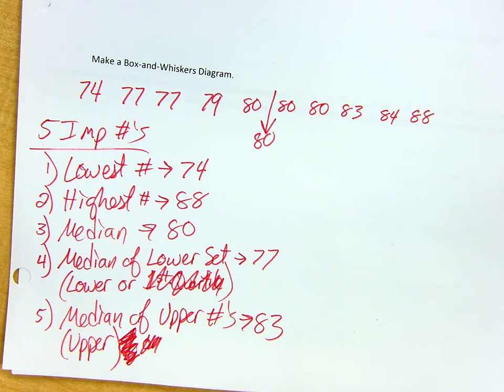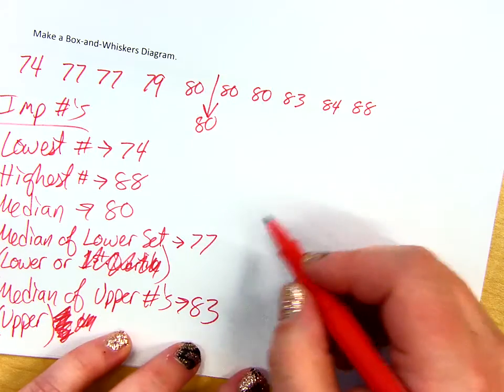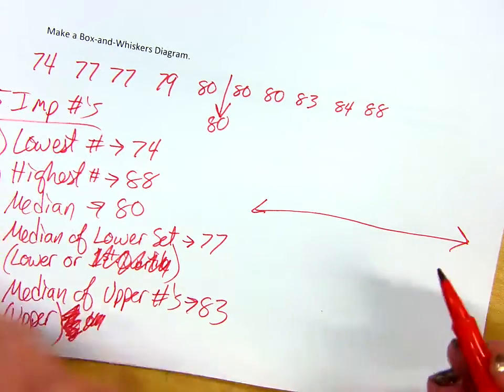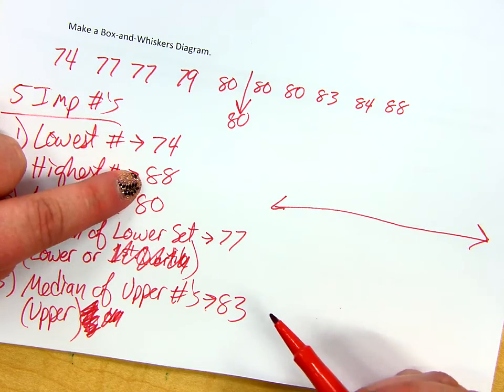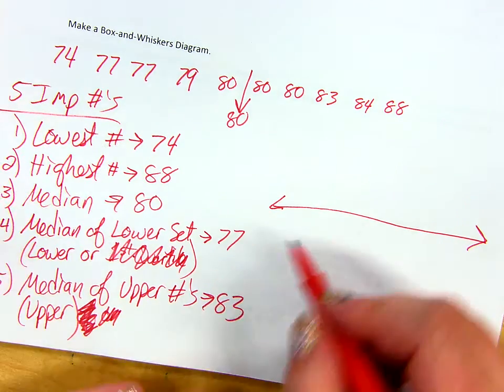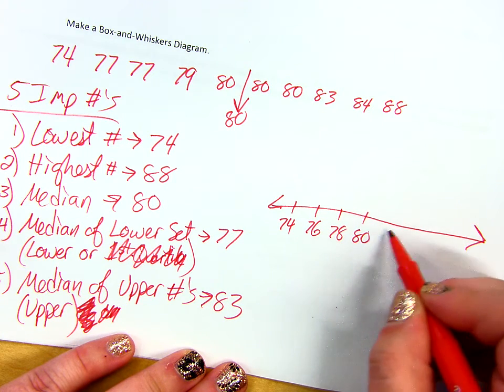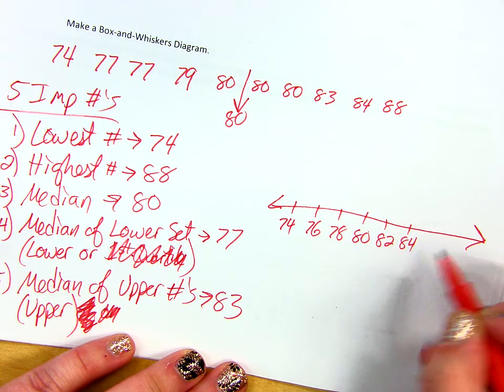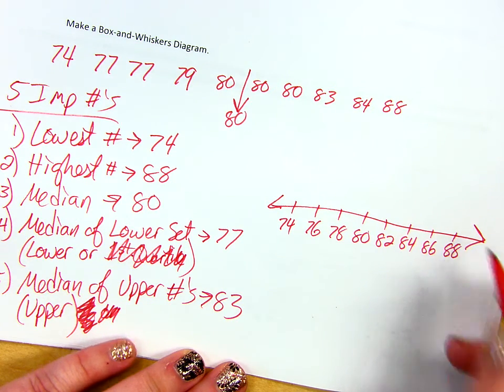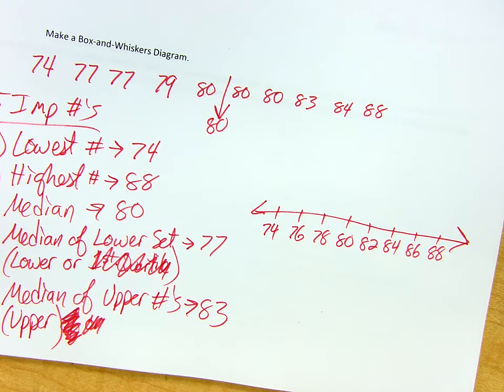Now that you have your 5 important numbers, you're ready to make the box and whisker plot. What, Miss Avia? How do I even do that? I'll show you. You just make yourself a number line. I have to go from 74 to 88. So why don't we count by 2s maybe? 74, 76, 78, 80, 82, 84, 86, 88. You just make a regular old number line, right? Just make sure all the numbers that I need are going to be somewhere on that number line.